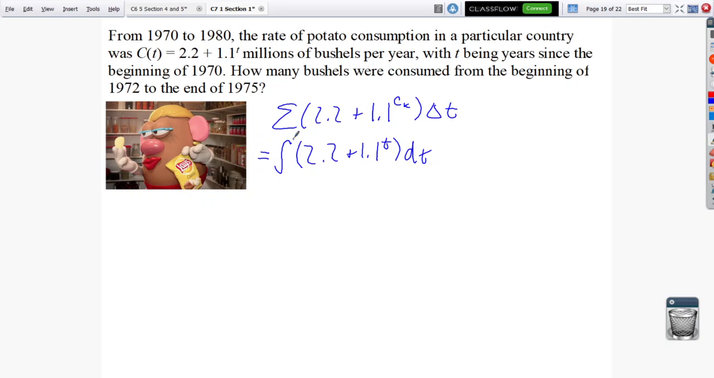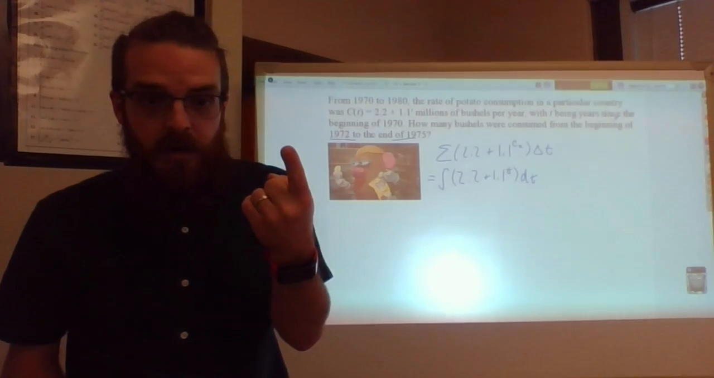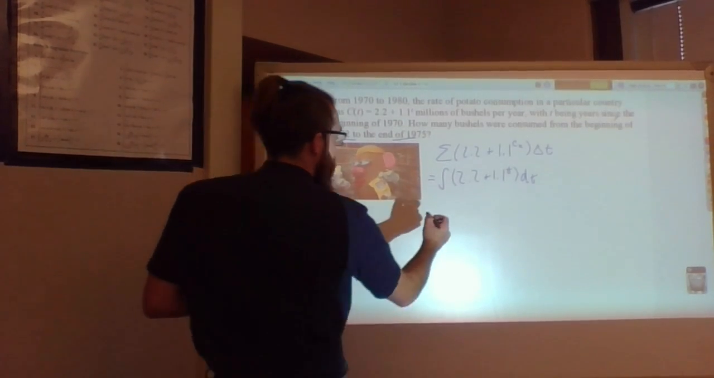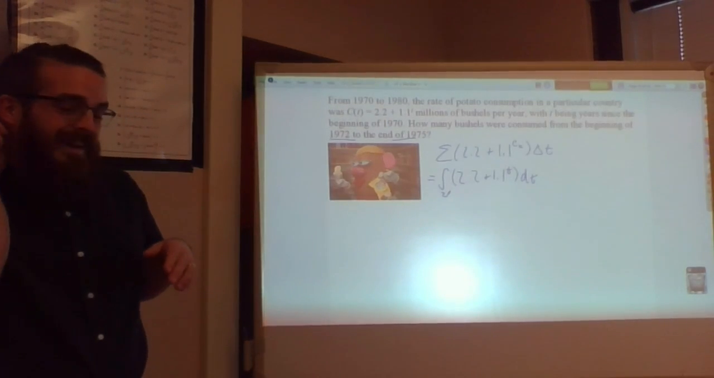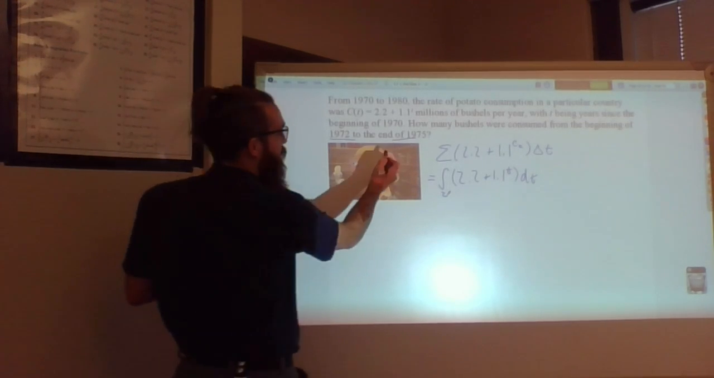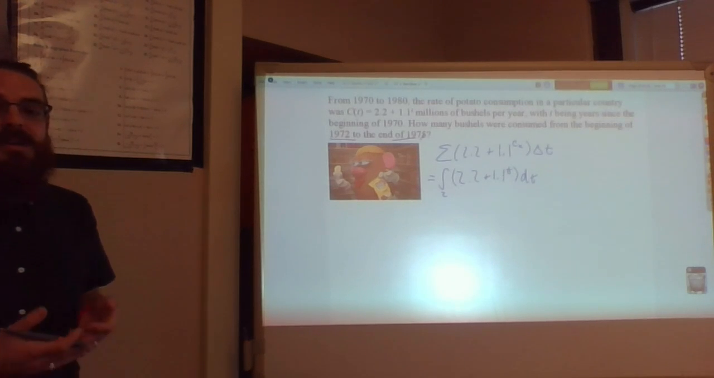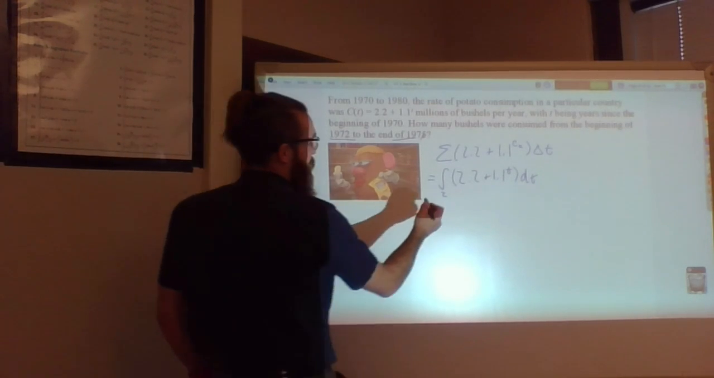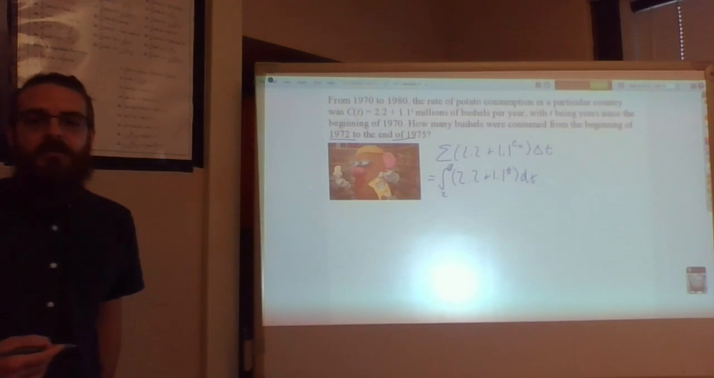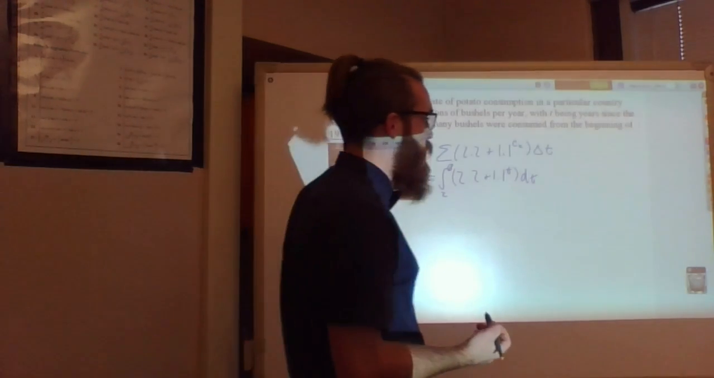Now we need to find out what our lower limit and our upper limit are. In order to figure that out, we look at the beginning of time and the end of time. The beginning of time is the beginning of 1972. Now when we look at the scaling here, t is the years since the beginning of 1970. So 1971 is going to be year 1. 1972 is going to be year 2. So we're going to be doing the integral from 2 till, now here's where it gets a little bit weird. The end of 1975 is not going to be year 5. The end of 1975 is the beginning of 1976. So we actually have to do the integral from 2 to 6 of 2.2 plus 1.1 to the t.